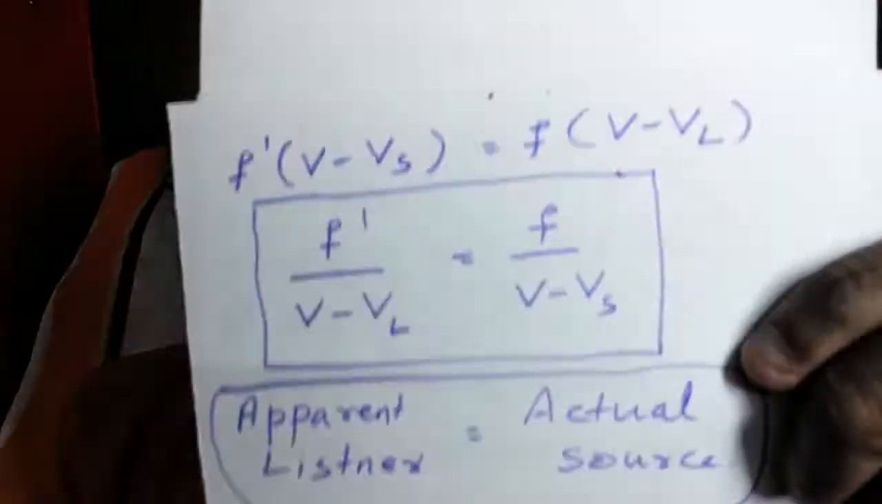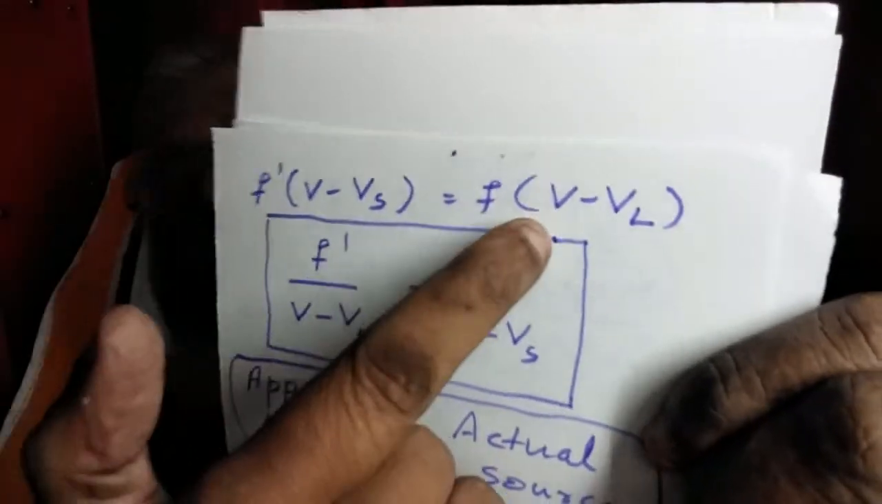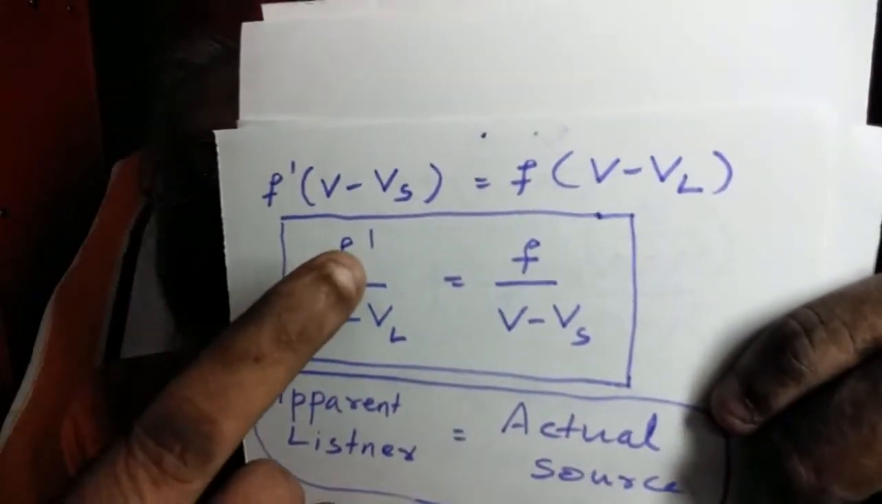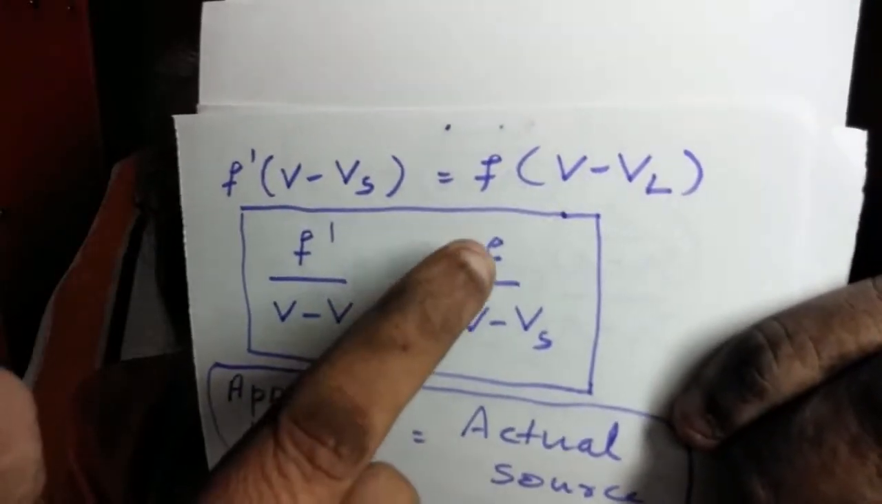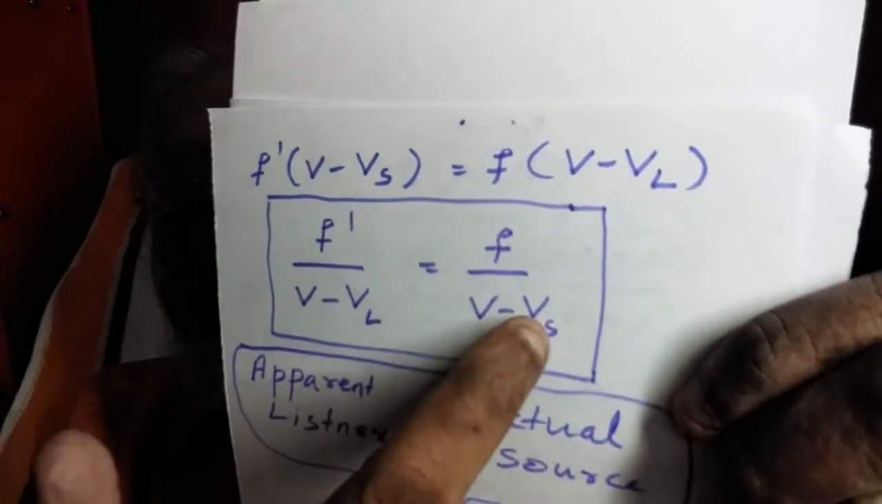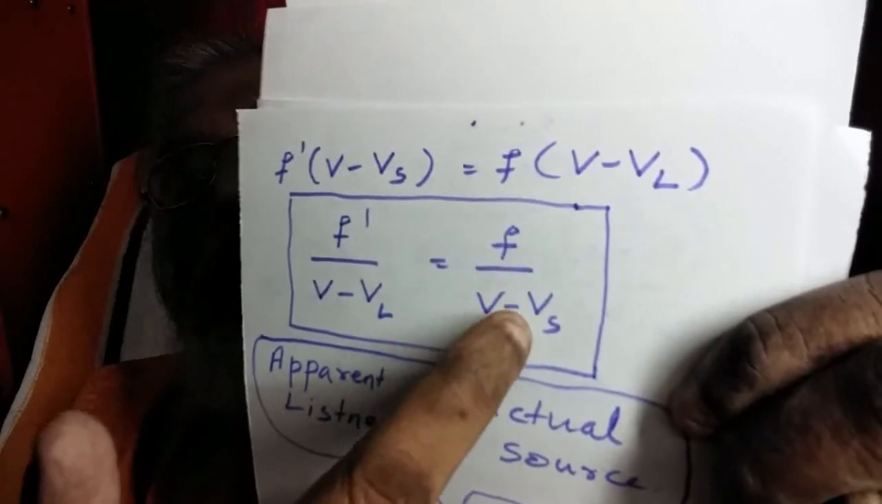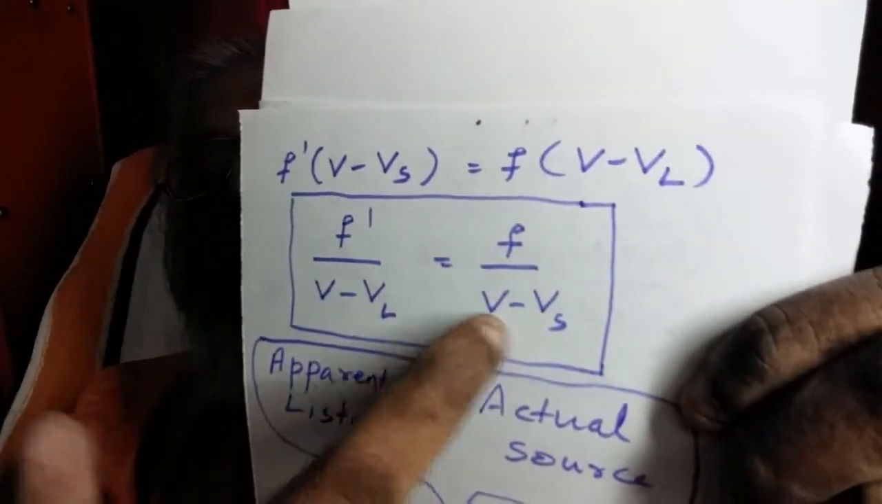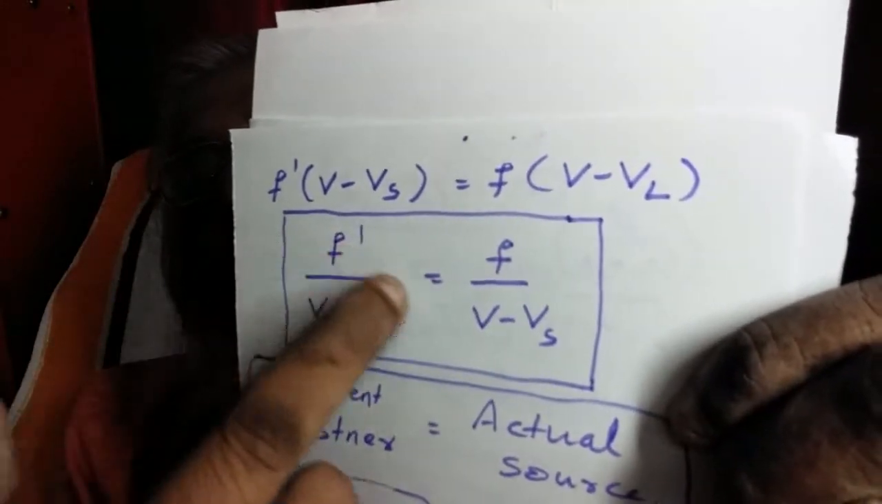You can rewrite it as F dash by V minus VL equals F by V minus Vs. Okay, is it correct? F into V minus VL equals F dash into V minus Vs.